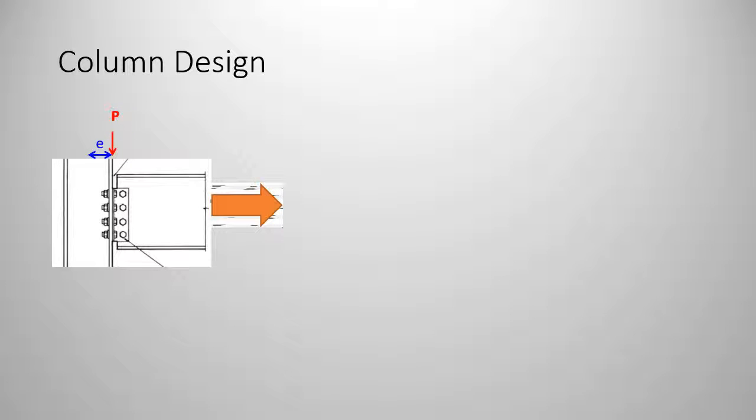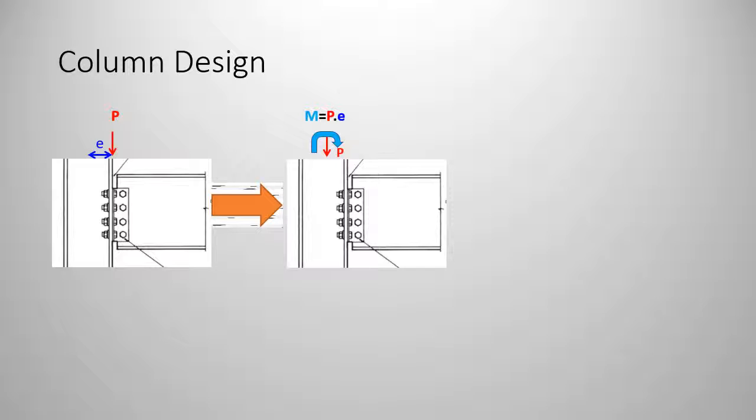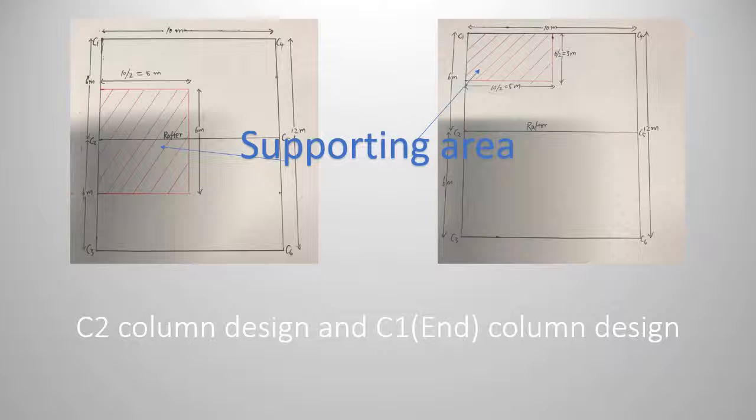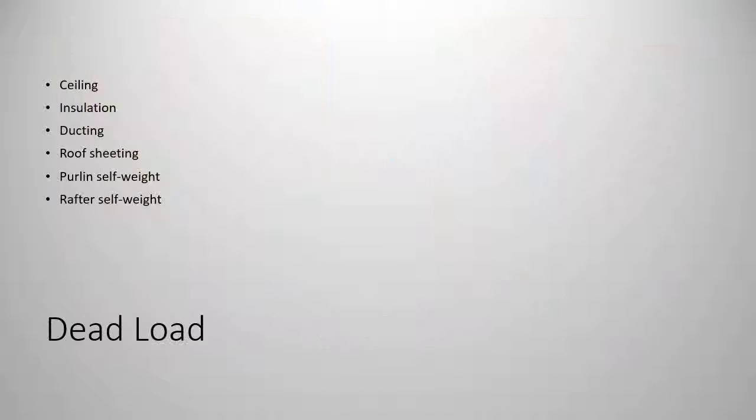In this project for the portal frame, we consider the load eccentricity as the only source of moment in columns. For the column design, we usually consider the following steps. These are the steps for the basic column design. Firstly, the supporting area, which is shown as red shadow in the picture. Then move on to the dead load.